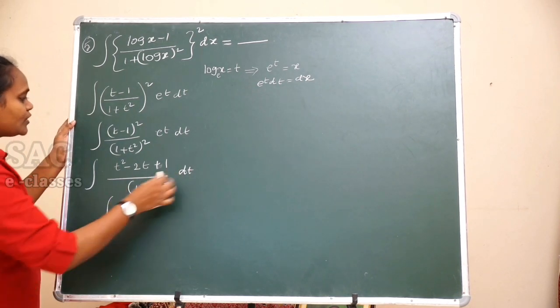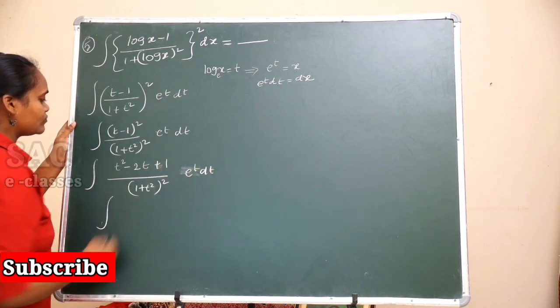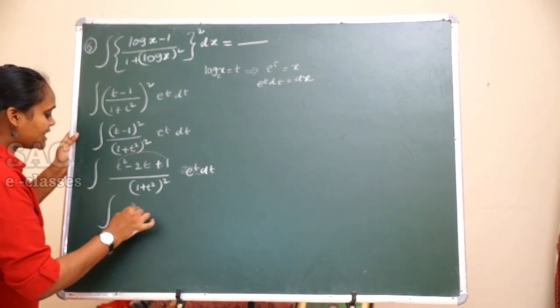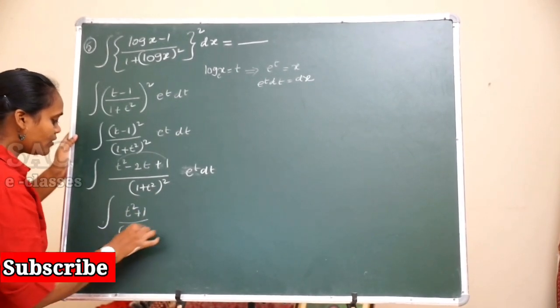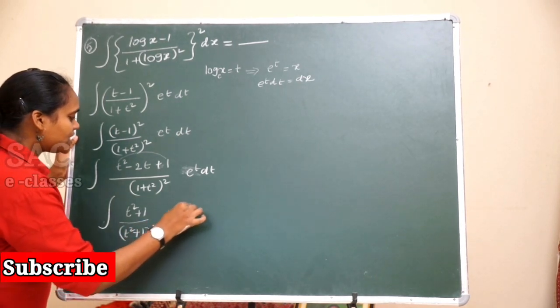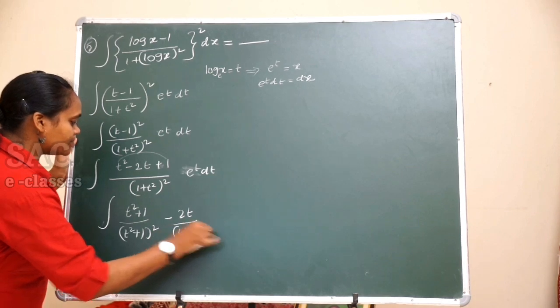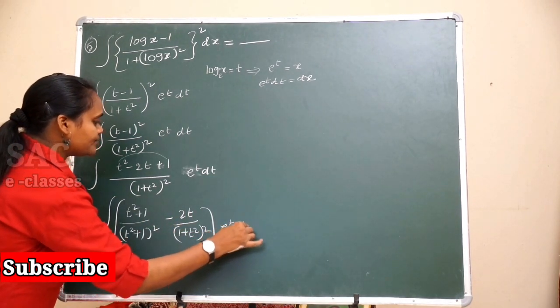Now to make it into the desirable form, not only dt but e power t dt, I am writing (t square + 1) by (t square + 1) whole square, minus 2t by (1 + t square) whole square, into e power t dt.